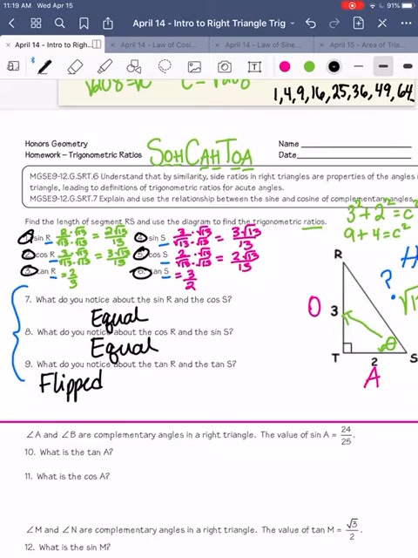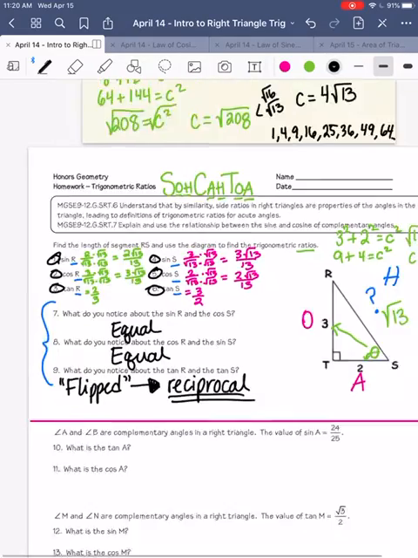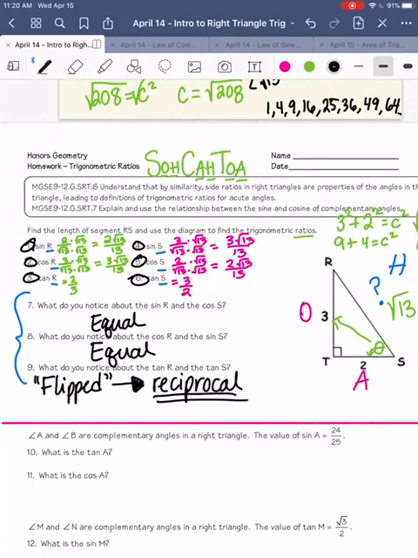Some of you said the word opposite. Do not use the word opposite. Opposite means one's positive and one's negative. Flipped is okay, but the best word is reciprocal, which means flipped, which I'm totally 100% fine with you putting for now. But now that we know reciprocal, I'd like you to write that, okay? Awesome. Now, this is not a coincidence, you guys. This relationship, the sine of R and the cosine of S will always match up, and then the cosine of one angle and the sine of the other will always match up.